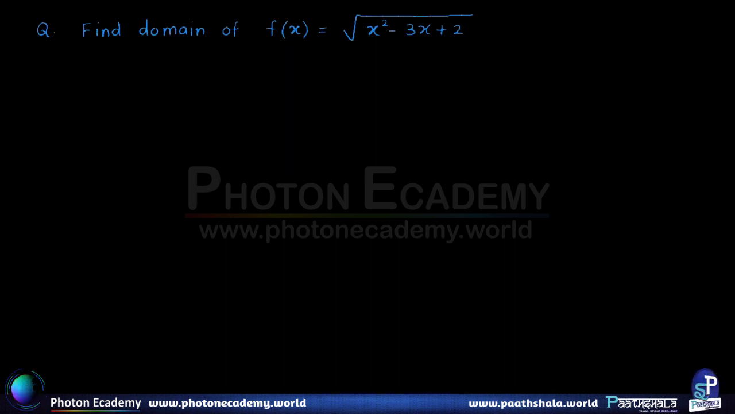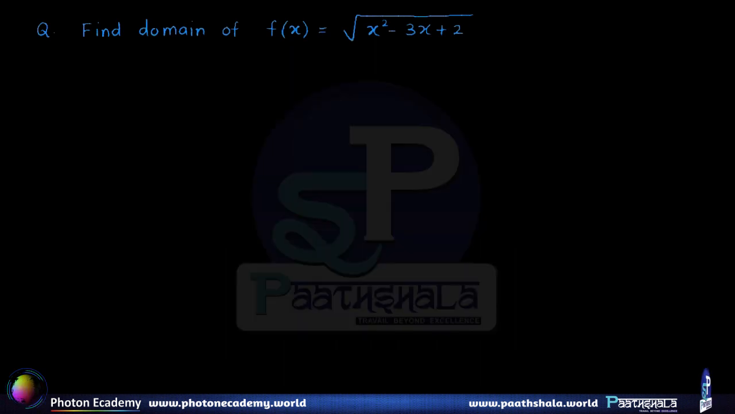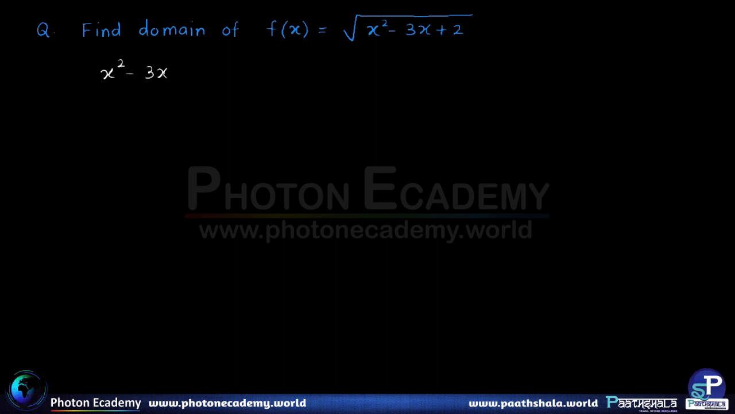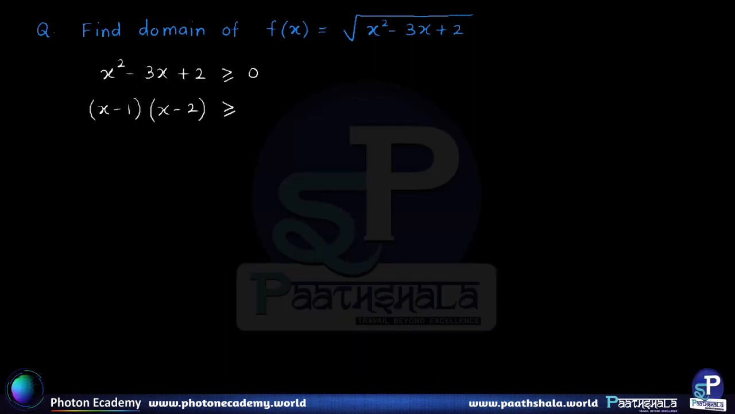Now here we have to find the domain of the function given by root of x square minus 3x plus 2. So we observe that the expression is inside a square root sign. Therefore this immediately puts us on the restriction that the expression inside the square root sign must be greater than or equal to 0, right? That cannot be negative. So if we see the quadratic expression, we can easily factorize that into x minus 1 and x minus 2. So the product of these two must be greater than or equal to 0.